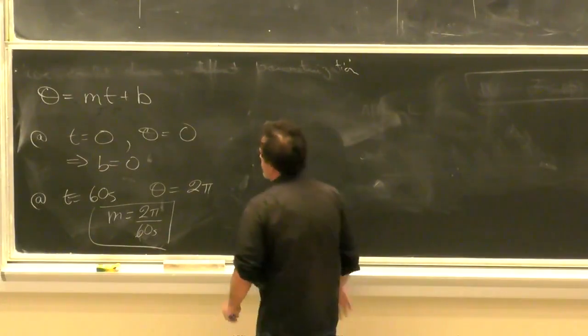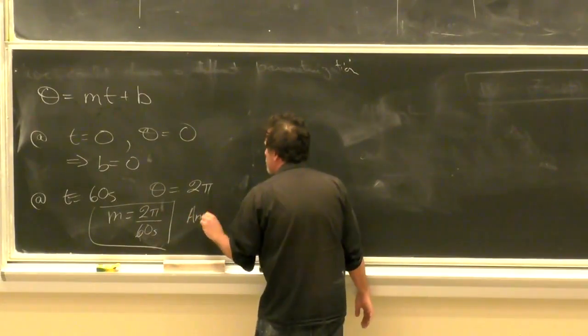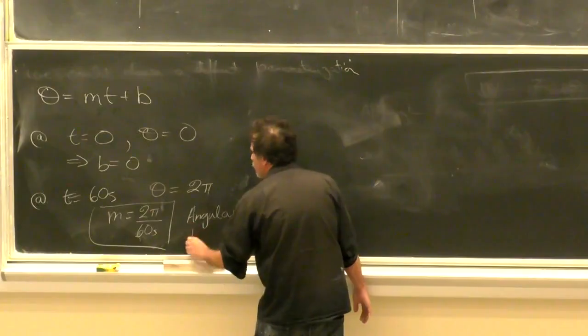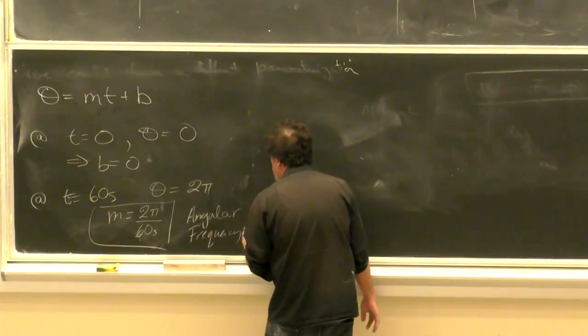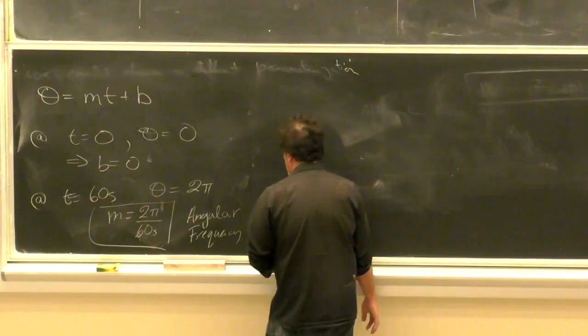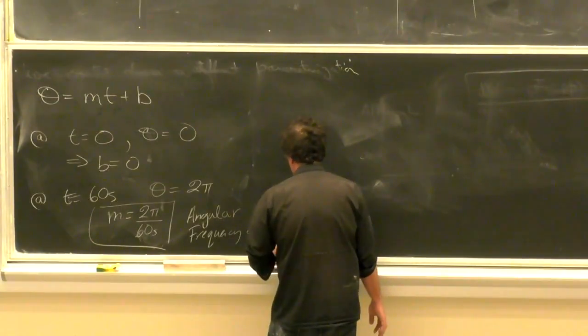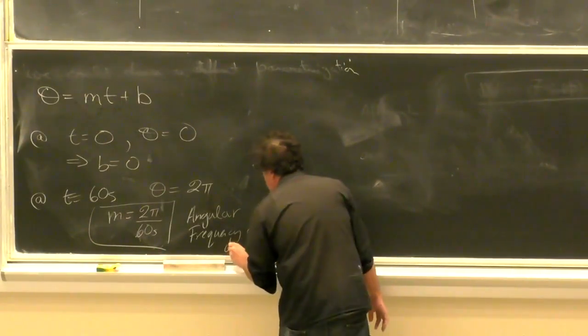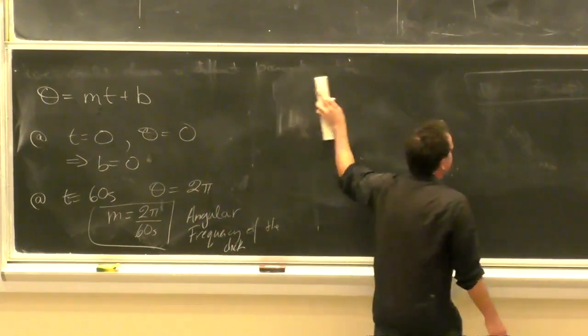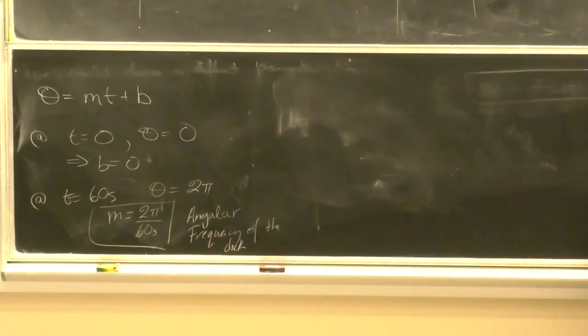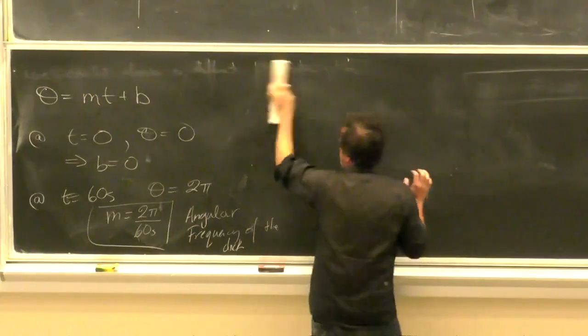And this is a frequency. This is also called the angular frequency of the clock. Okay, so for those of you thinking about frequency in maybe your physics classes, that's where it comes from.